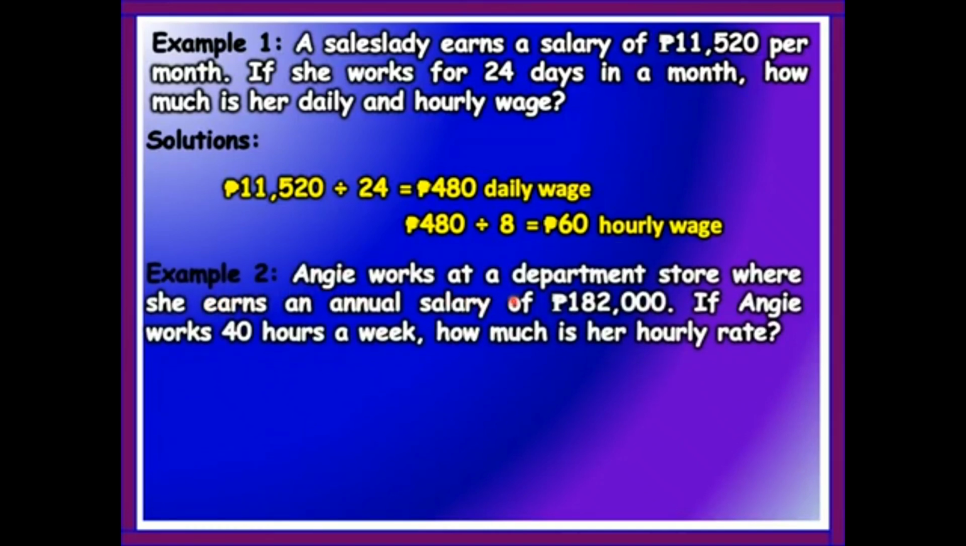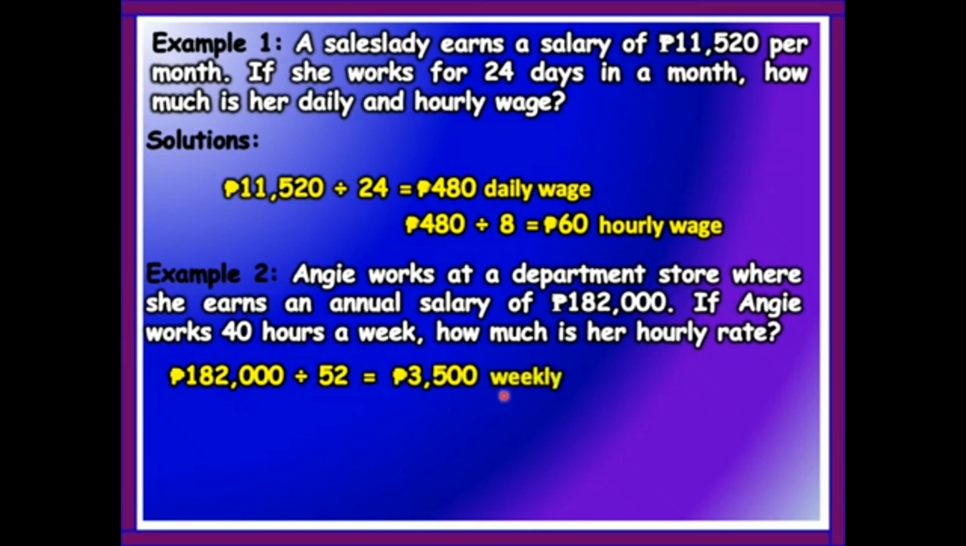Number 2, Angie works at a department store where she earns an annual salary of 182,000 pesos. If Angie works 40 hours a week, how much is her hourly rate? Okay, so may given tayo rito na annual salary, meaning to say 182,000 pesos every year. So we will find hourly rate given ang 40 hours a week niya. So we will divide 182,000 pesos by 52 since there are 52 weeks in a year. So approximately 52 weeks. So dividing it, it will give us 3,500 pesos.